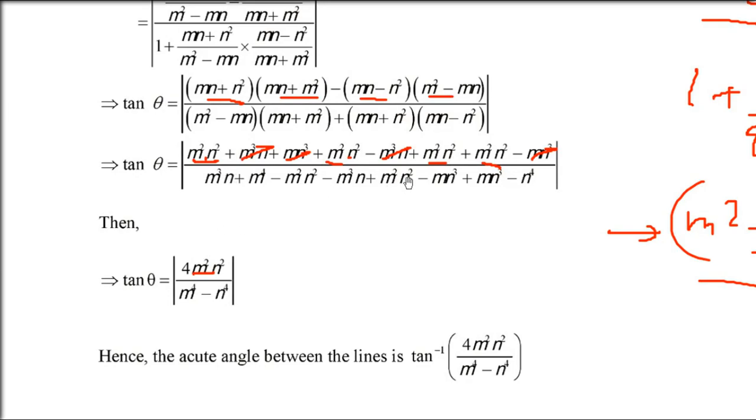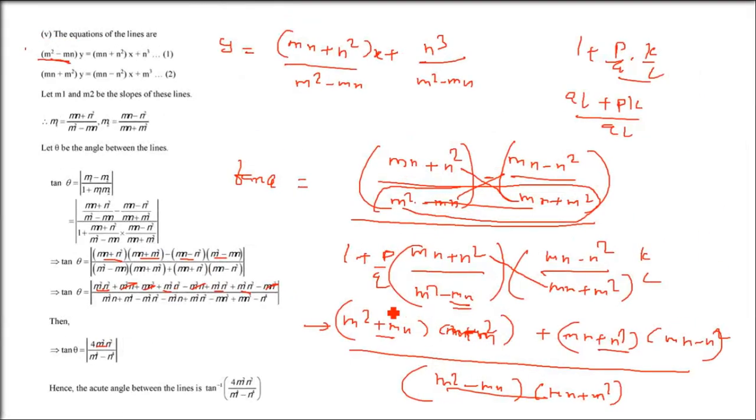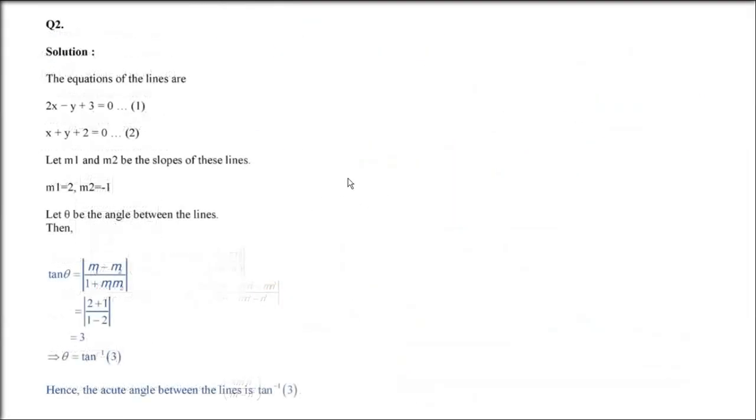In the denominator, m cube n cancels, m square cancels, this also gets cancelled, and m cube n, they all have similar negative plus signs. So cancel everything. Only if you see m4 and n4 will remain. So 4m square n square by m4 minus n4. Okay.